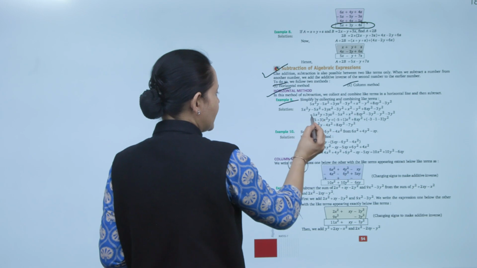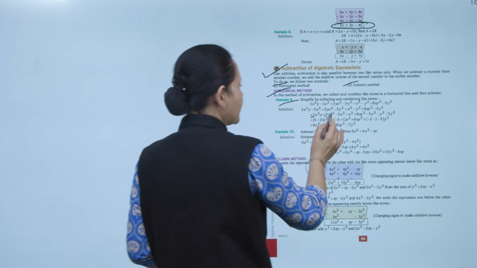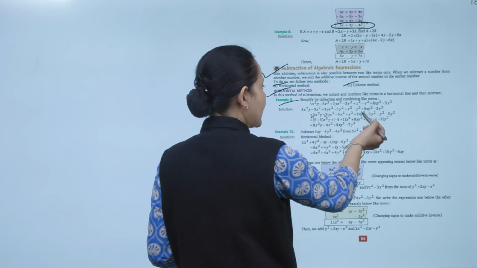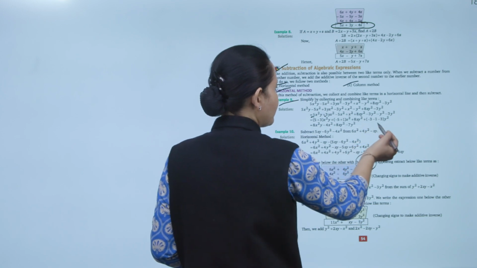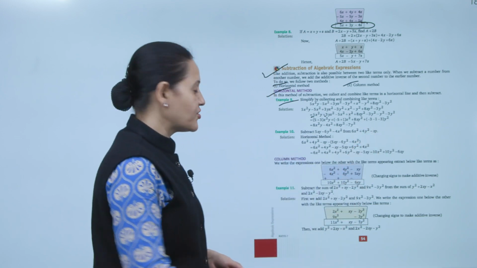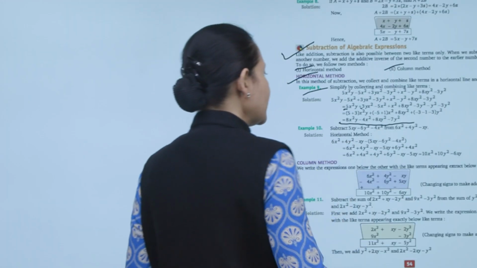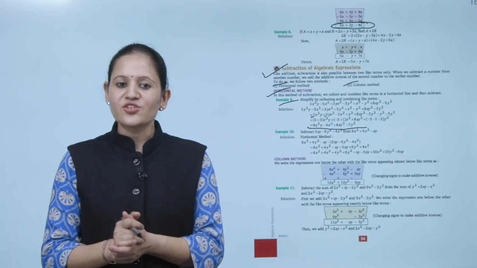Now 5 plus 3, we add the constants, x square y plus minus 5 and 1 will be x square, plus 8xy square, plus minus 3 minus 1 and minus 3, y square. We solve it, so that is equal to 8x square y minus 4x square plus 8xy square and minus 7y square. Clear? Next is column method.